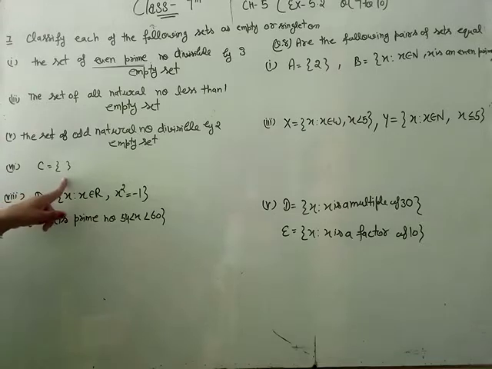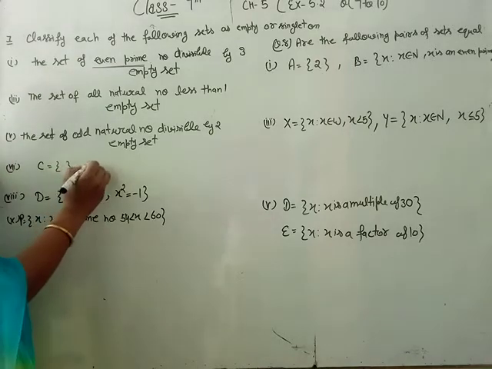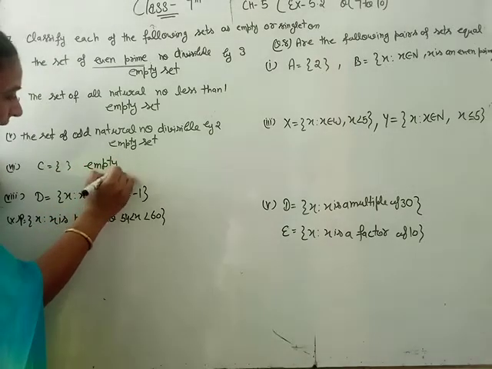Next is part number 7: set C equal to the empty brackets, which is the notation of the empty set. There is no element in this set, so this is also empty. All are empty.